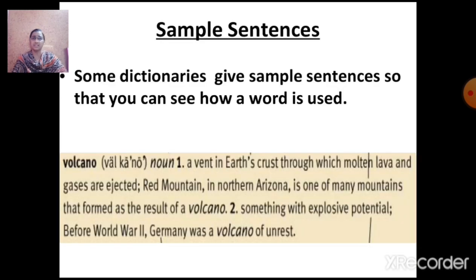Now these are sample sentences. Some dictionaries give sample sentences so that you can see how a word is used. Now here it is shown that in a dictionary you will find sample sentences which will help you to understand the word better. Now let's move ahead.